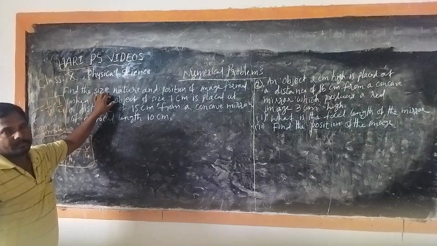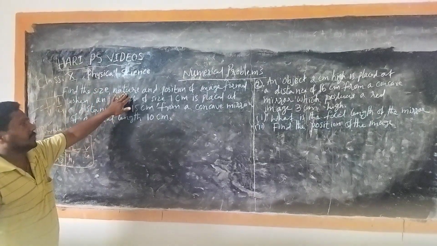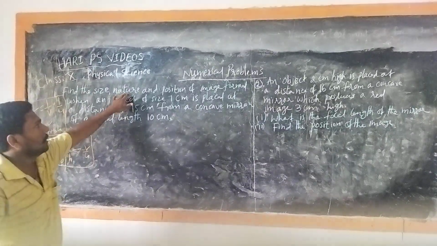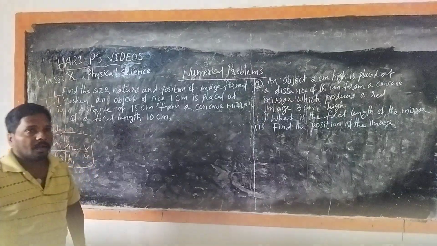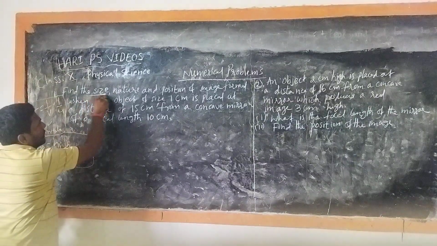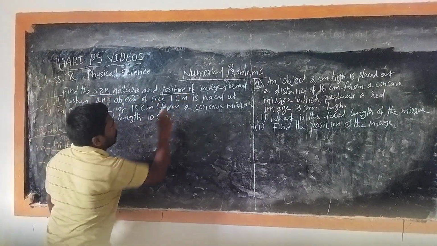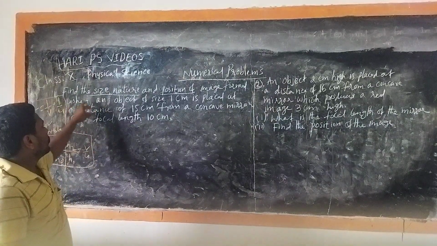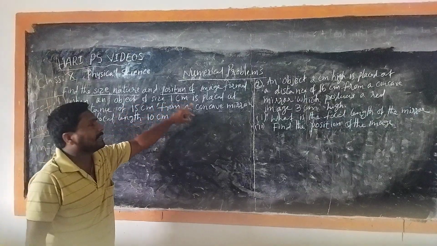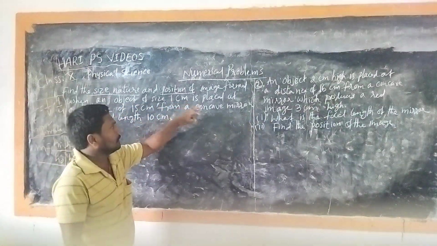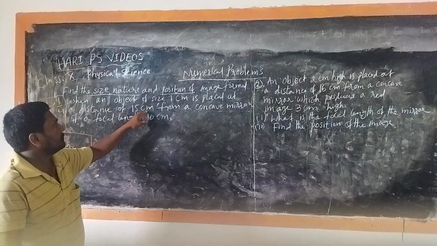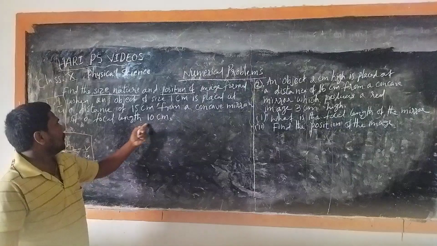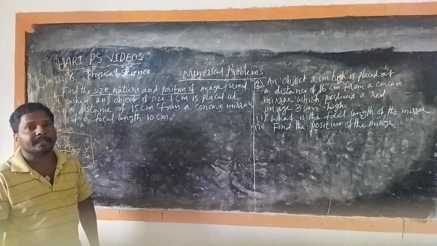Find the size. What is the size? Nature means whether a virtual image is formed or a real image is formed. Position of image. How many do you have to find? The size, the nature and the position. Three we are able to find. Image formed when an object of size 1 centimeter is placed at a distance of 15 centimeter from a concave mirror of focal length 10 centimeter.